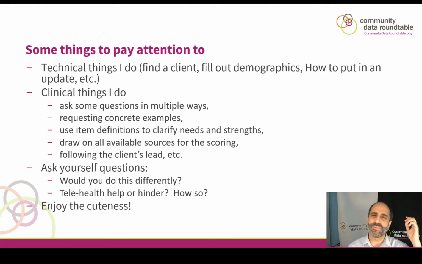Please do pay attention to some of the technical things that I do, such as finding a client, filling out the demographics. Towards the end of the assessment, I'll have notes that I use the updates feature for the next time I score the CANs for myself. You might want to take a look at how that gets done, because that's a helpful feature. But once again, the clinical is really what I'm highlighting here today.